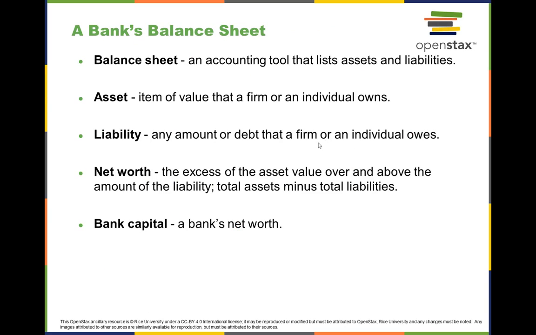So when a bank operates, it has a balance sheet, an accounting tool that lists assets and liabilities. So things that are advantages, things that are disadvantages. This is an item of value that a firm or individual owns. So that is an asset. So if you have a car, that is an asset. Liability, any amount or debt that a firm or individual owes. If you have a loan for that car, though, the outstanding amount of money is a liability.